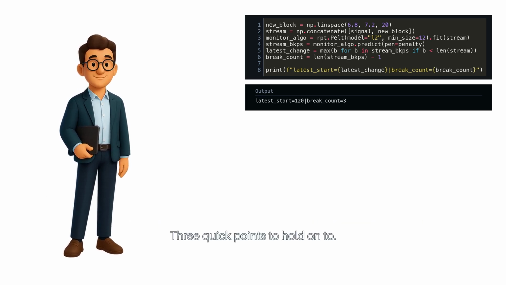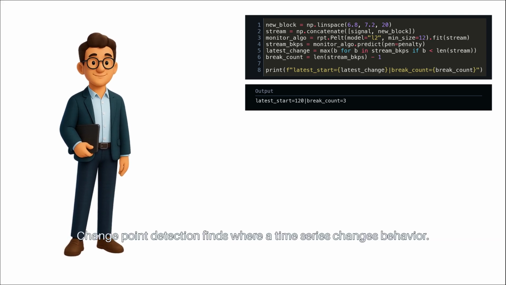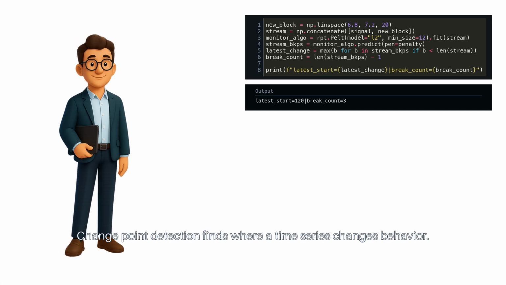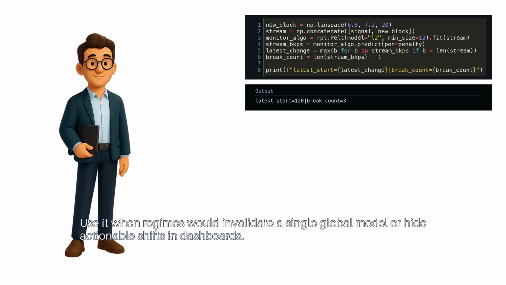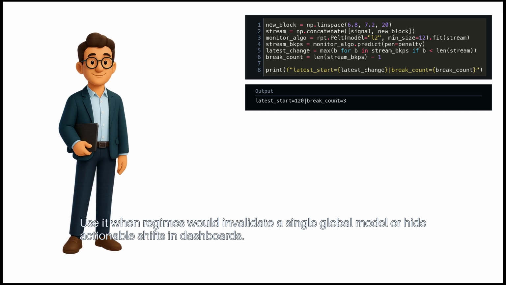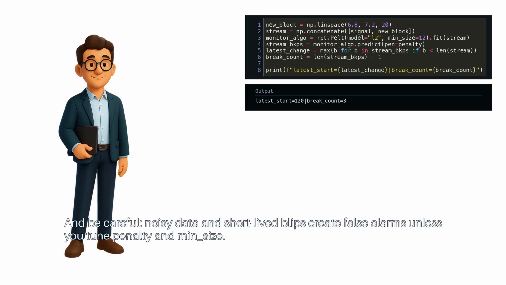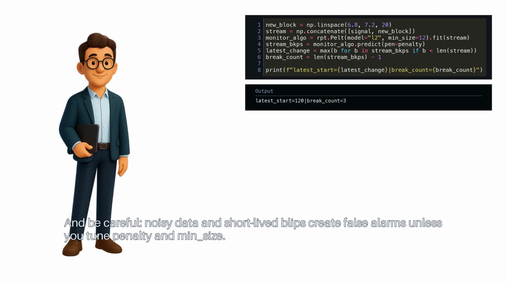3 quick points to hold on to. Change point detection finds where a time series changes behavior. Use it when regimes would invalidate a single global model or hide actionable shifts in dashboards. And be careful, noisy data and short-lived blips create false alarms unless you tune penalty and min size.